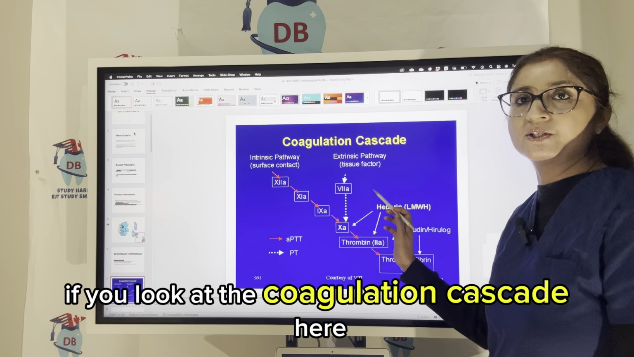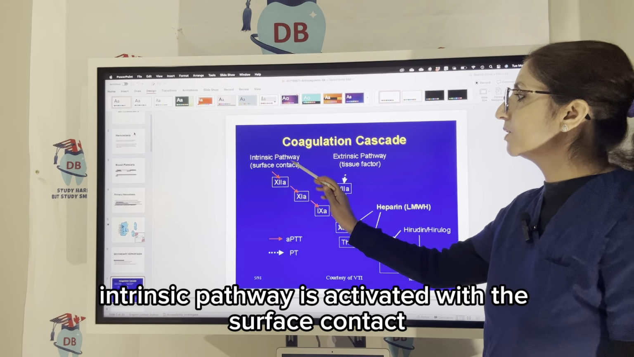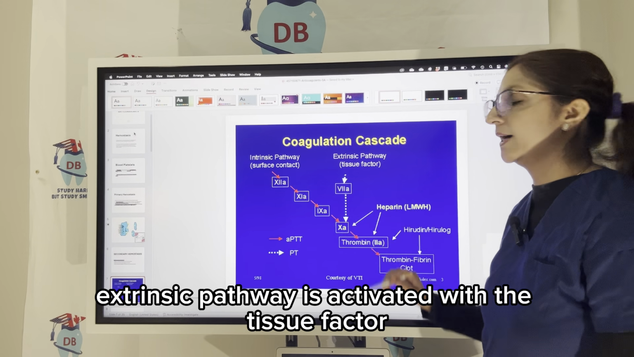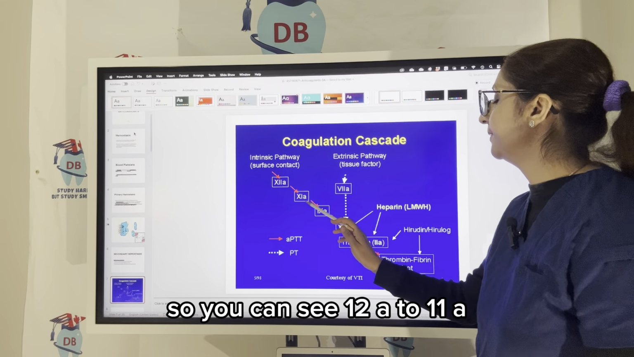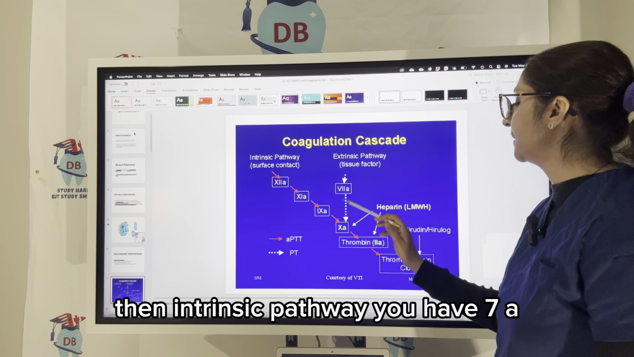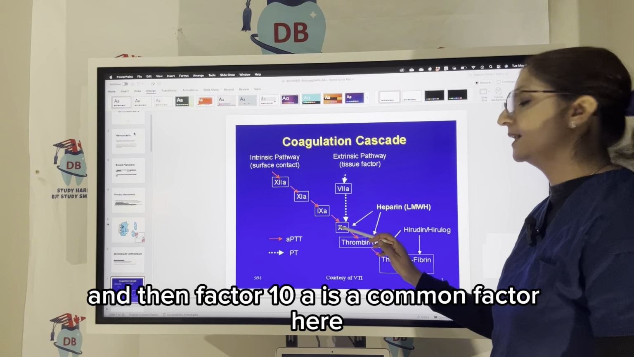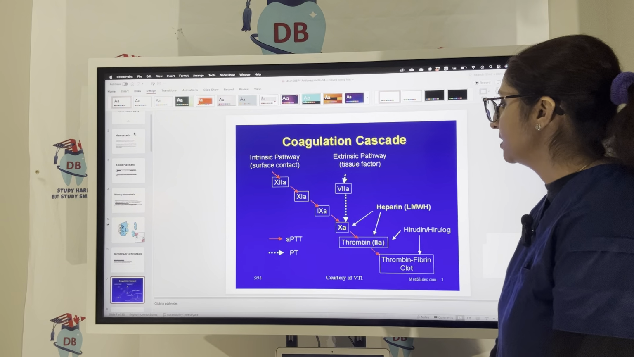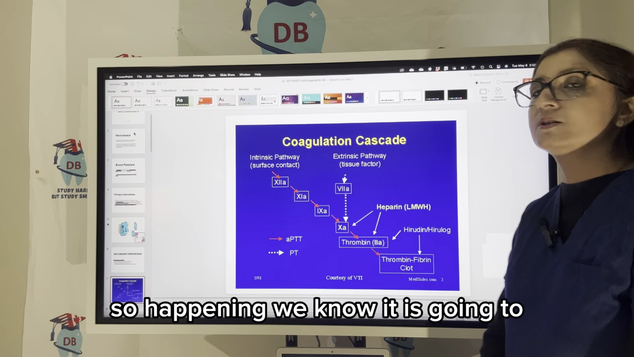If you look at the coagulation cascade here, the intrinsic pathway is activated with the surface contact, the extrinsic pathway is activated with the tissue factor. So you can see 12A to 11A, 11 to 9A, where A is the activated form of it. Then in the extrinsic pathway you have 7A, and then factor 10A is a common factor here. Like heparin that we have.